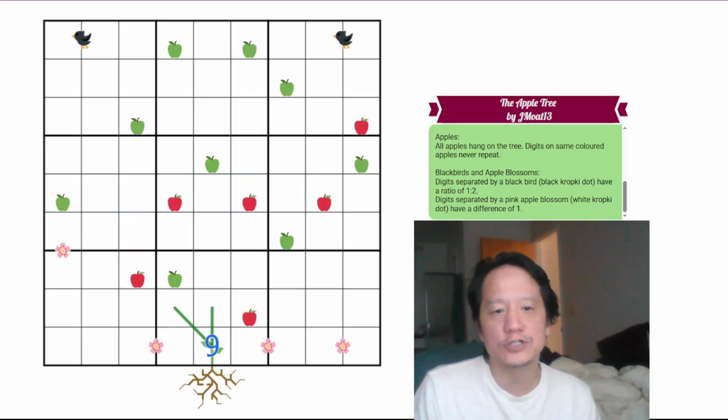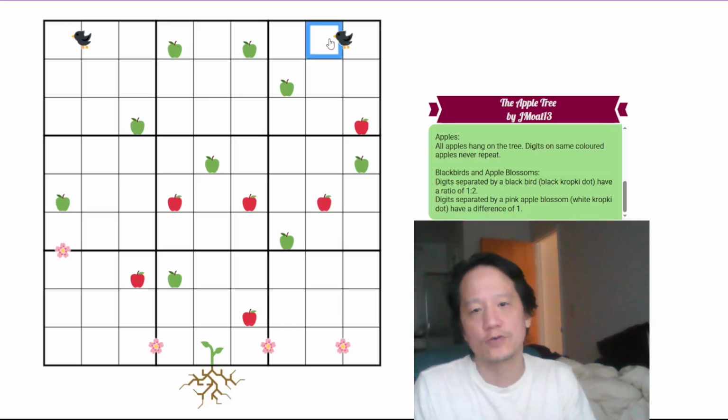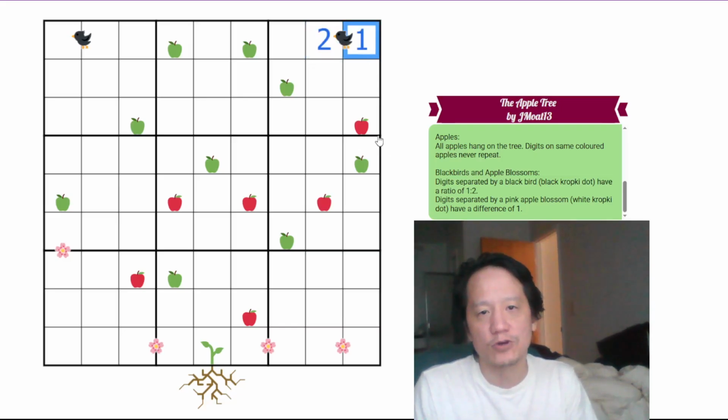And then in addition to blackbirds, where we have black Kropke dots, digits separated by a blackbird have a ratio of 2 to 1. This is, for example, if this were 2, this would have to be 1 or 4 to maintain that 1 to 2 ratio.